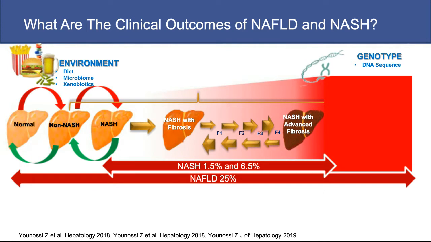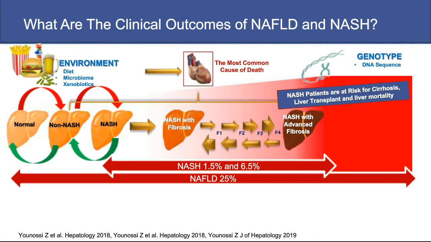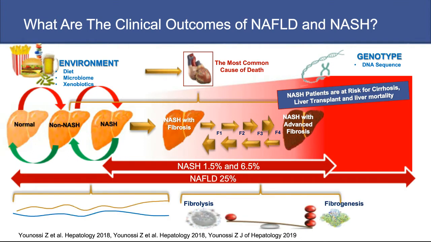It's important to remember that cardiovascular mortality is the most common cause of death in patients with non-alcoholic fatty liver disease. Nevertheless, NASH patients are at risk for cirrhosis, liver mortality, and liver transplantation. This is not a one-direction progressive course. There is a lot of fluctuation of both progression and regression, which makes the natural history of this disease quite complicated.